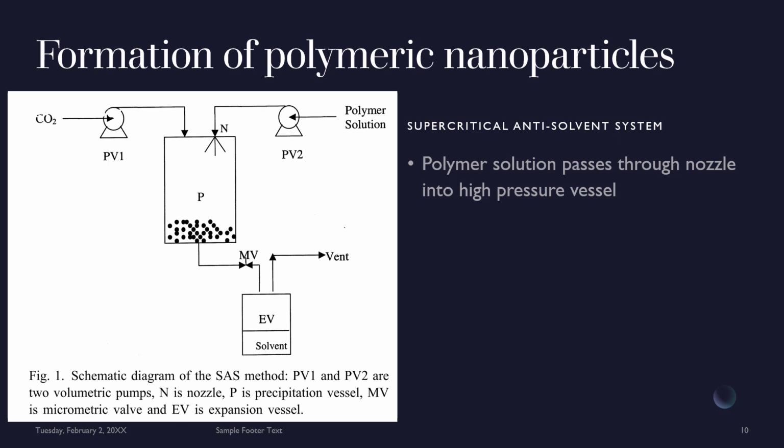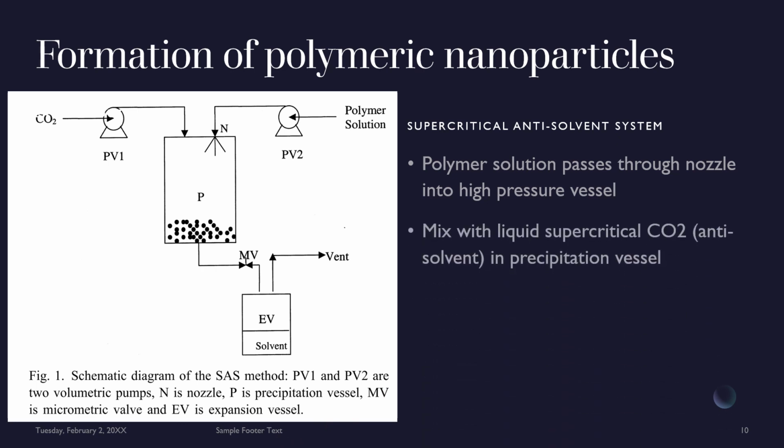In a supercritical anti-solvent system, the polymer is dissolved in solution and sprayed through a nozzle into a high-pressure vessel containing liquid supercritical carbon dioxide, which acts as the anti-solvent. At a high enough pressure, carbon dioxide rapidly dissolves into the polymer solution, causing the polymer to precipitate.